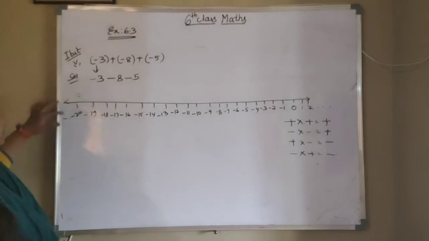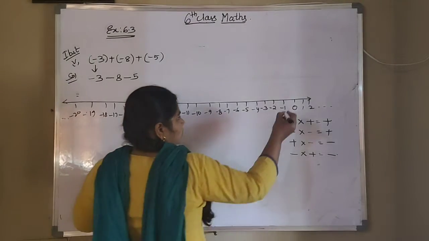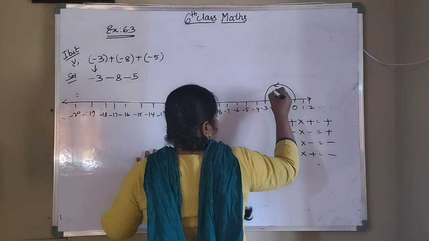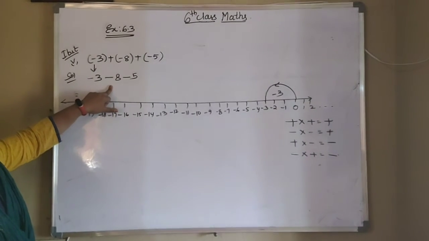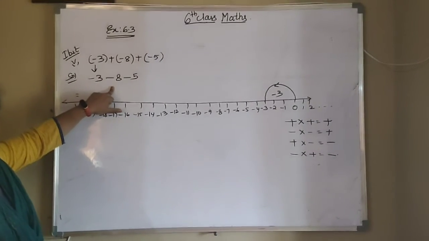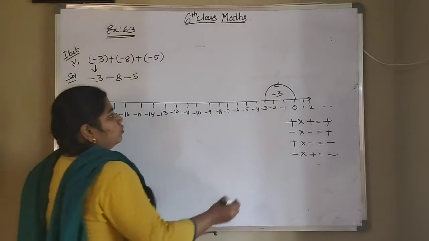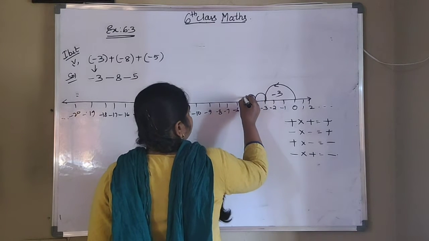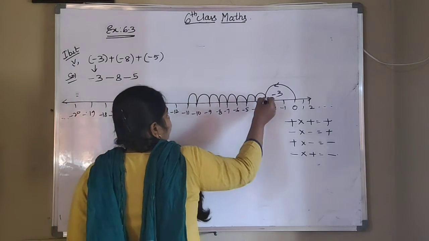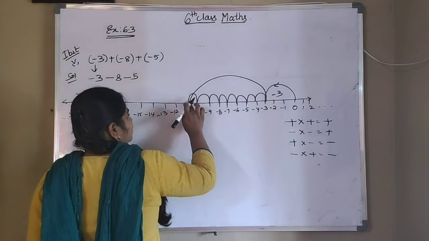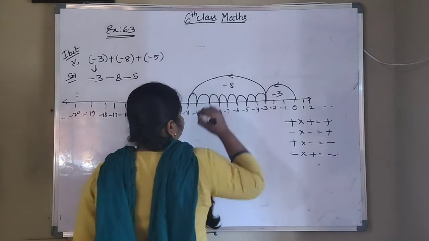So first, what is the number? -3. Minus is nothing but we have to move to the left side, from 0 to -3. This left side I am moving. Okay, next is also again -8. Minus means again we have to move to the left side, and how many times? 8 times. So 1, 2, 3, 4, 5, 6, 7, 8. So you got it as -11. Which side have we moved here? Left side, because it is a negative number.